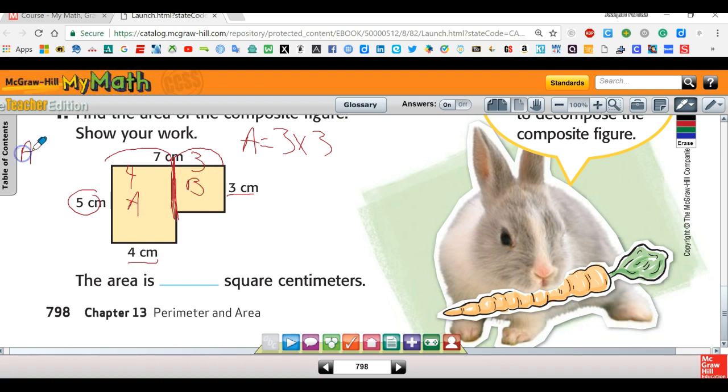So rectangle A is going to be 5 times 4, which is 20. And this is 9. So the area for A is 20. The area for B is 9. And then I need to add both of those together. So 0 plus 9 is 9. 2 plus 0 is 2. So the area of the whole thing is 29.